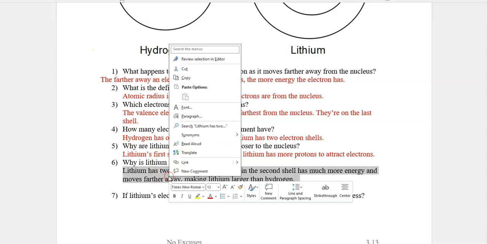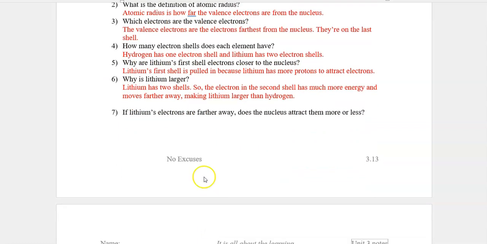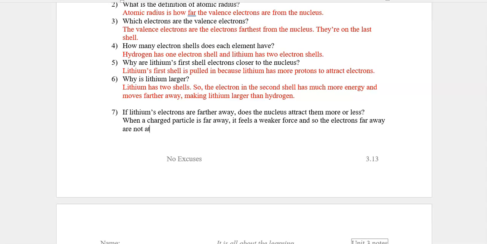If lithium's electrons are farther away, does the nucleus attract them more or less? Well, we know that when a charged particle is far away, it feels a weaker force, and so the electrons far away are not attracted as well in lithium.